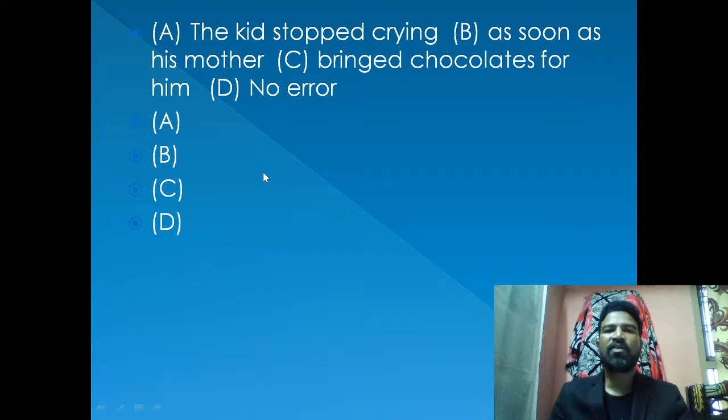The kid stopped crying as soon as his mother bring the chocolates for him. Well, it's a repeated slide. The error is in part C of the sentence. "Bringed" is the wrong form. It should be "brought," the simple past form of "bring."